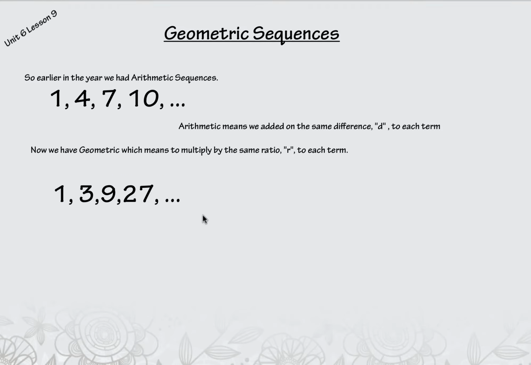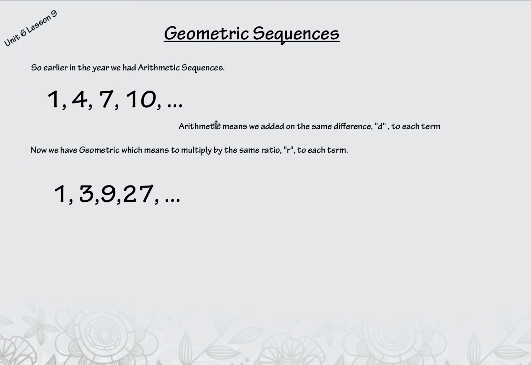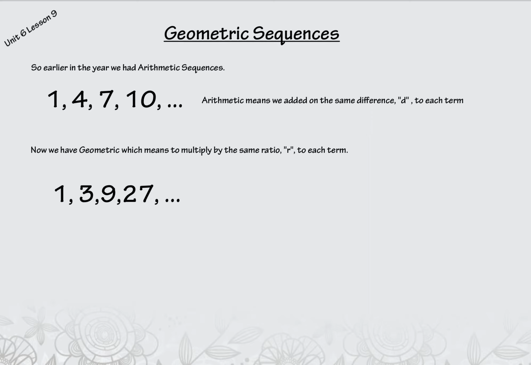The last section of Unit 6 is about geometric sequences. Now, you may remember these because we did arithmetic sequences a couple of units back. So to review, what was an arithmetic sequence? This is an example.